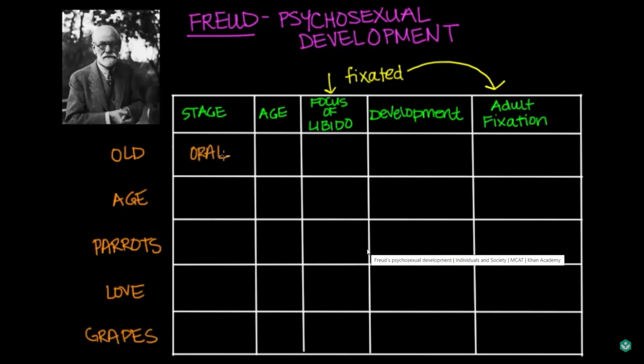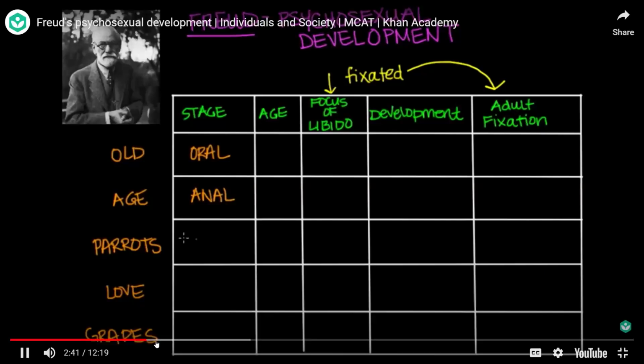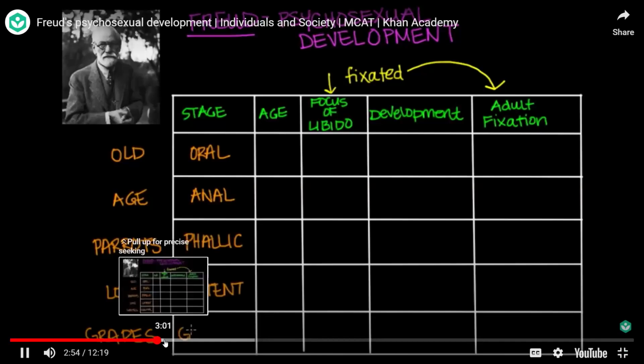So the Old stands for the oral stage. The Age stands for the anal stage. The P stands for the phallic stage. Love stands for the latent stage. And Grapes stands for the genital stage.